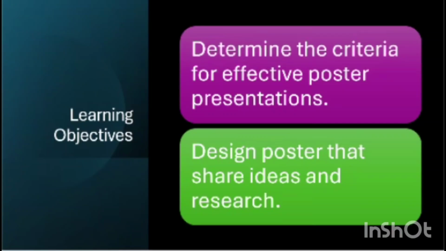Here I mentioned: determine the criteria for effective poster presentation, and my second point is: design posters that share ideas and research. Through this PPT, they should be able to understand the criteria of poster presentation and how to design a poster that shares ideas and research.